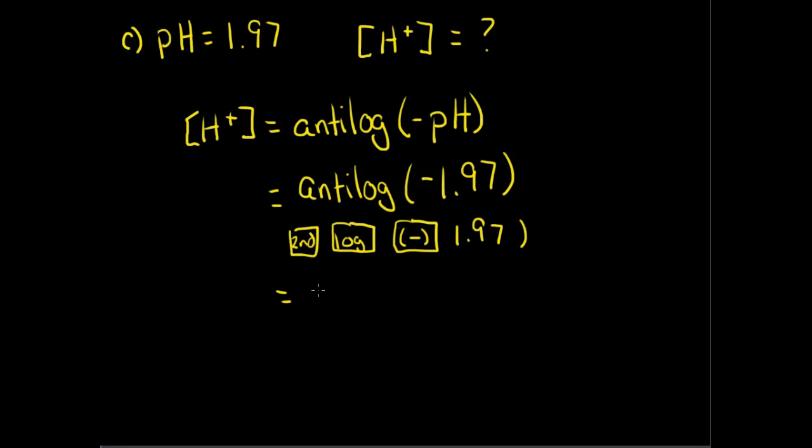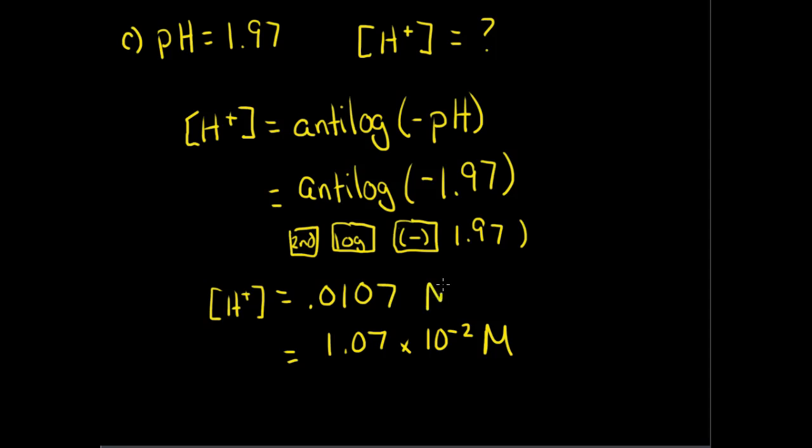And the answer here is you should get on your calculator 0.0107 as your hydrogen ion concentration. We can change that into scientific notation because, again, we're not savages. That would be 1.07 times 10 to the minus 2 molar. This would be molar up here as well.